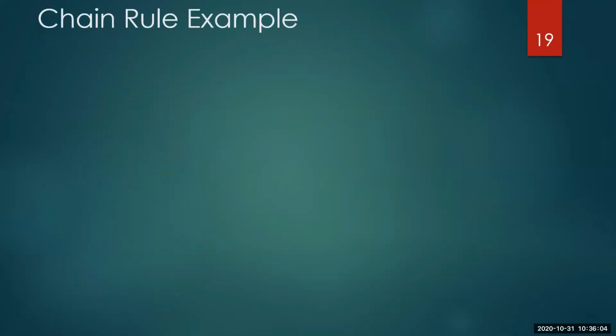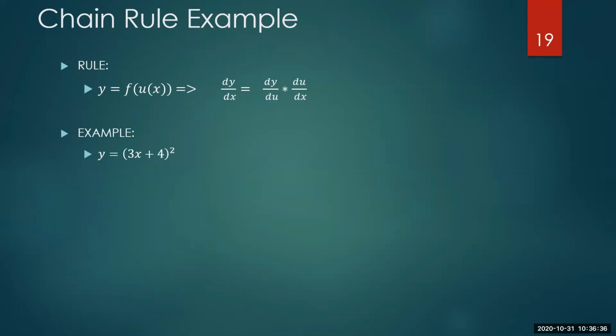And so now we move on to the chain rule. The rule again is a reminder: if y is a function of u of x, then dy dx is dy du multiplied by du dx. And I'm going to say that to do differentiation you need all of the rules, but the chain rule is the one that stands out as being really, really important. So let's look at this example. y is equal to (3x + 4) all squared.